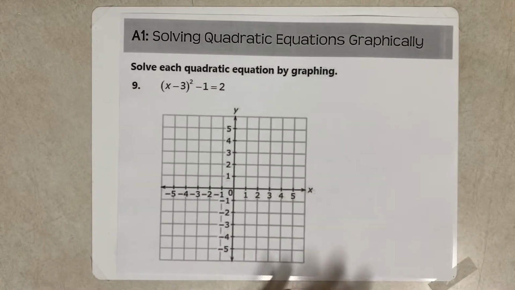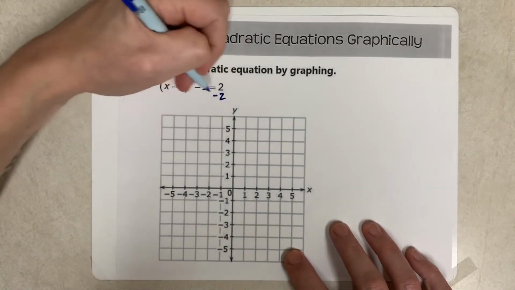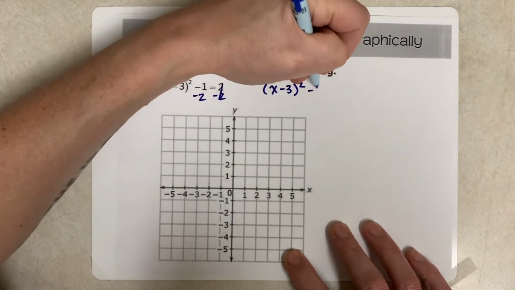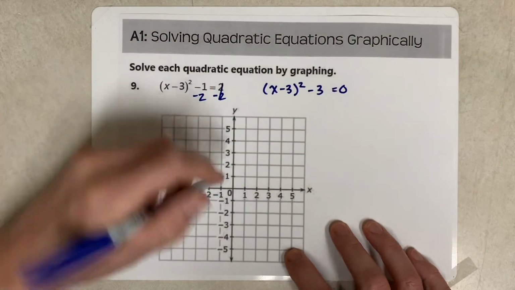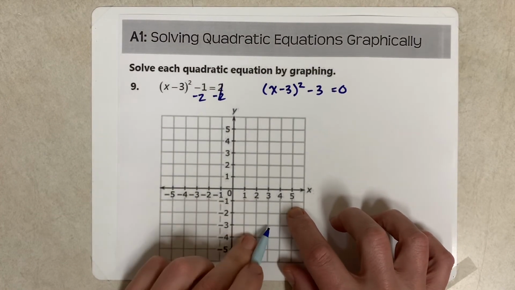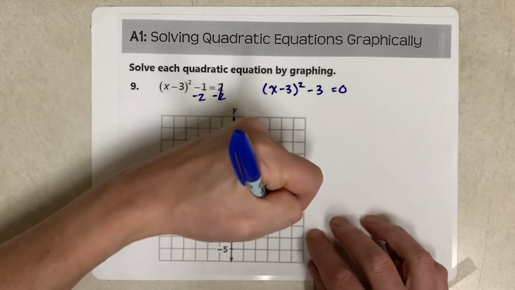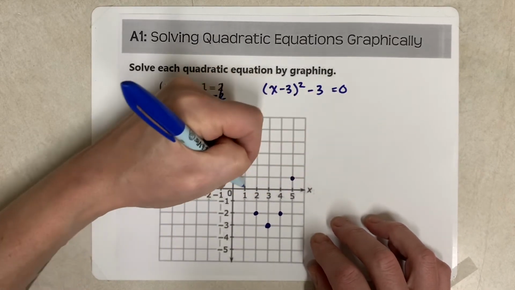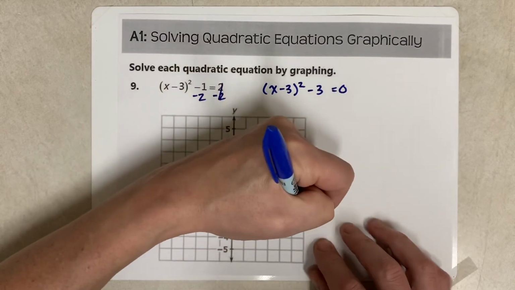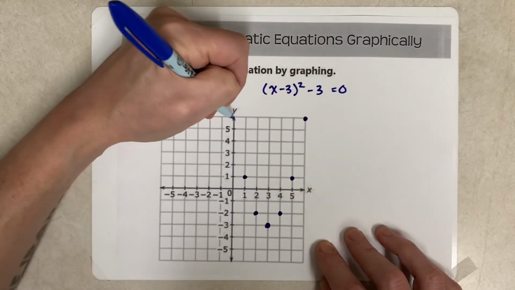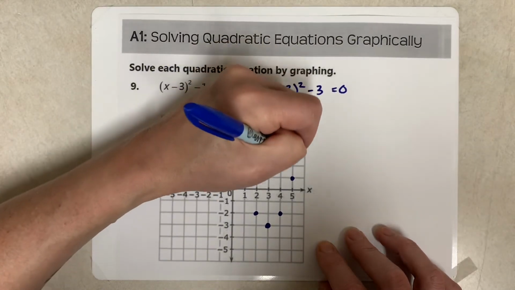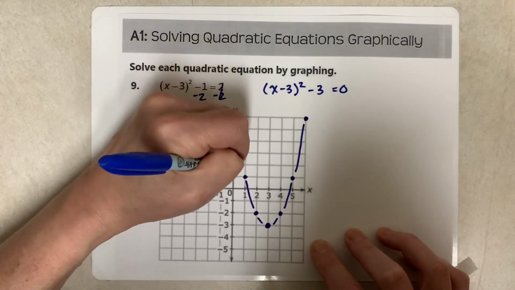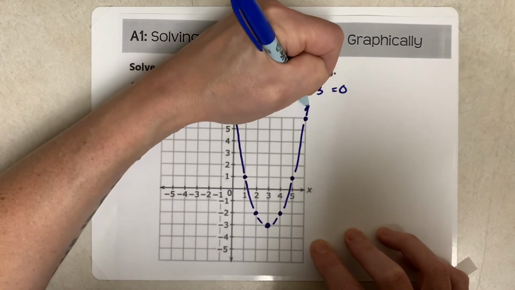Okay, same thing for this one. If you subtract 2 on both sides and move it over, you would get x minus 3 squared minus 3 equal to 0. So that would still move it 3 units to the right, down 3 units this time, over 1 up 1, over 2 up 4, over 3 up 9, which actually you can fit this one on here. Okay, then we connect our points.